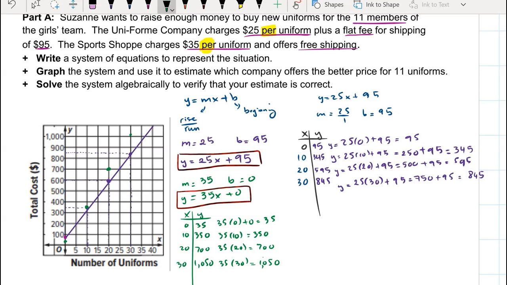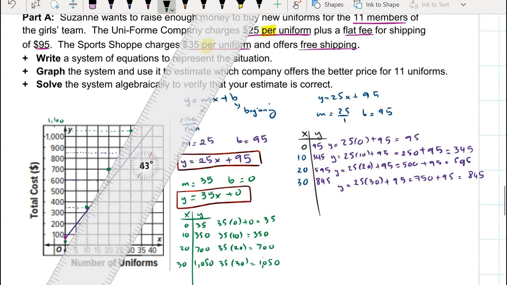Hold on. Sorry, it's going to be in the middle because this is 1,000. This is going to be 1,100. So 1,050 should be in the middle between 1,000 and 1,100. It's going to be right here. All right, so we're going to graph this.